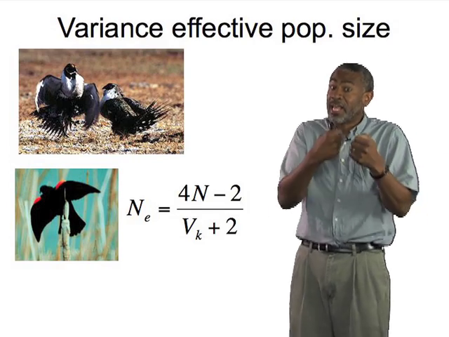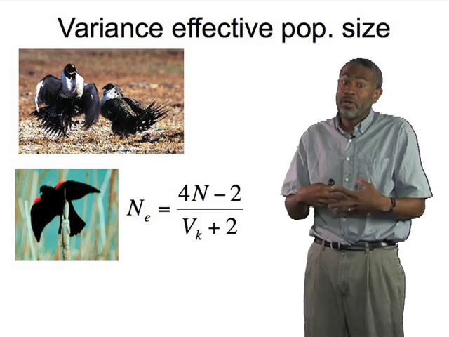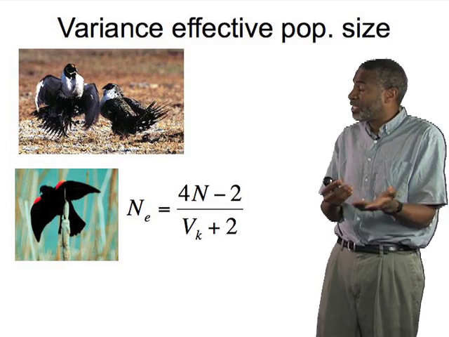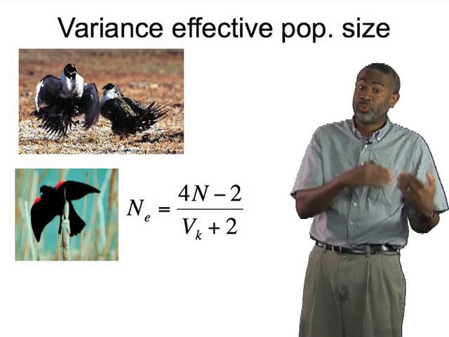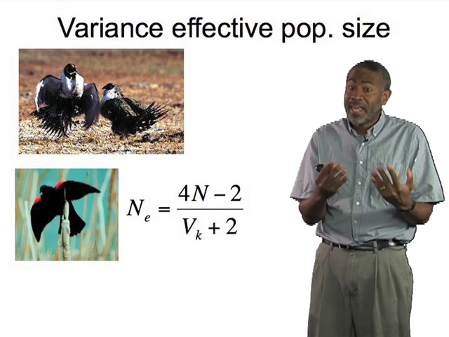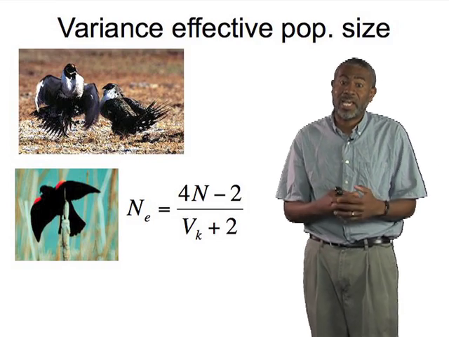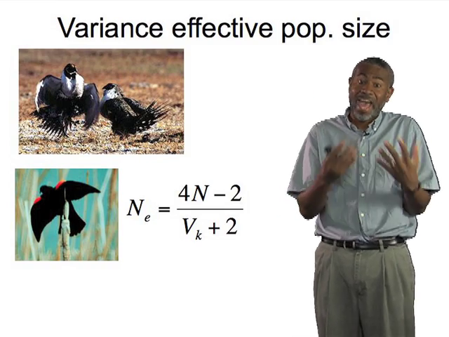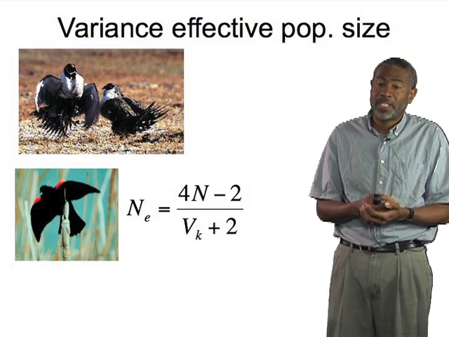Some males are going to get a lot of matings. Other males will get very few matings. That will cause the variance to increase. And as you can see from this equation, if the variance increases, the effective population size will decrease. So again, as is usually the case, the effective population size is much less than the census size, much less than the actual number of individuals who breed at least once in the population.